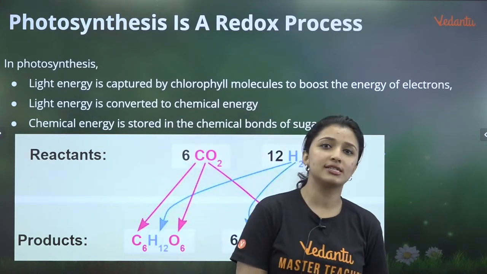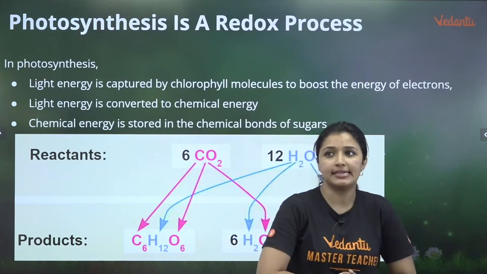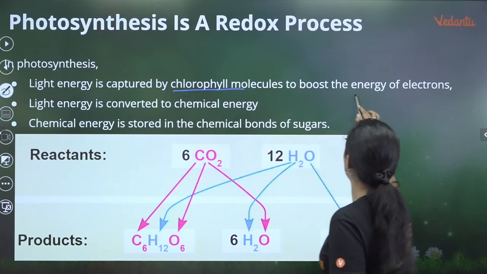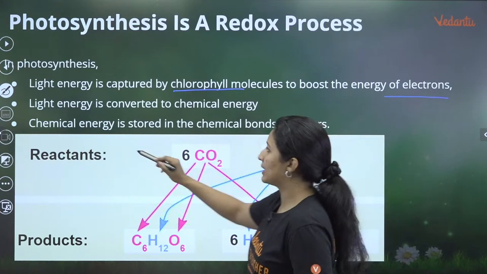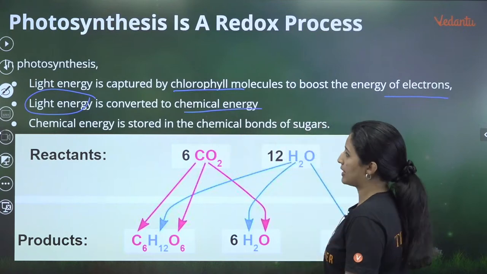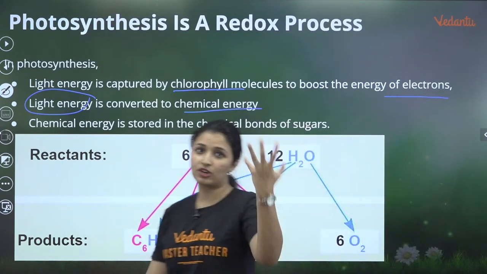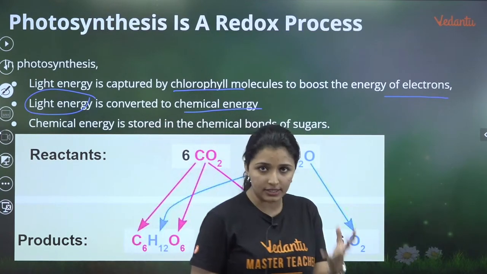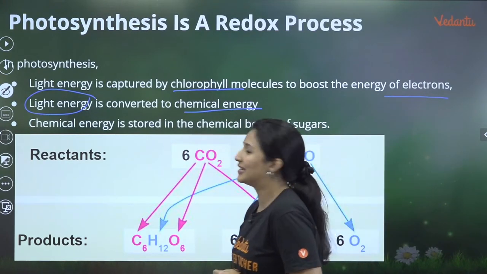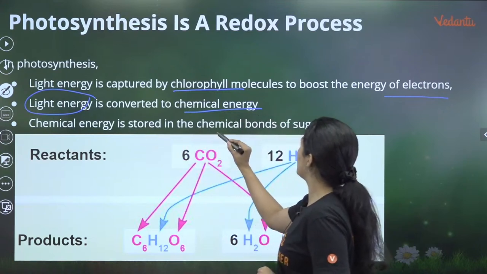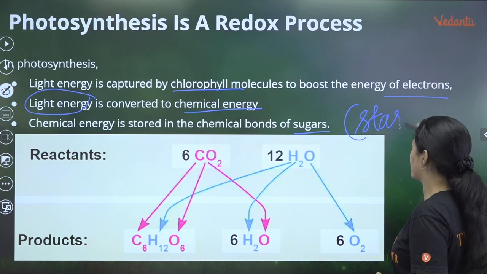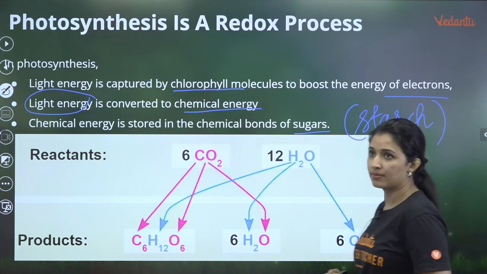Okay, photosynthesis being a redox process. Light energy is captured by chlorophyll molecules to boost the energy of electrons. Basically, light energy which is captured is converted into chemical energy. We all know that. After this chemical energy is converted, they have to store it. They store it in the chemical bonds of sugars, preferably in the form of starch only. This is how they store.